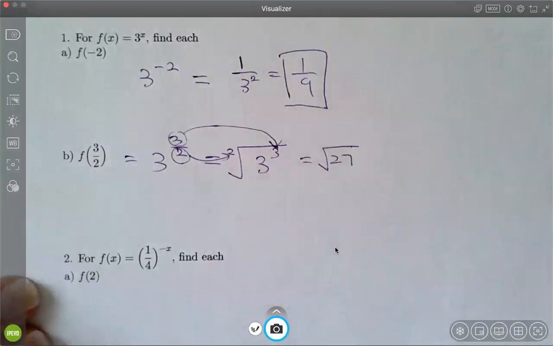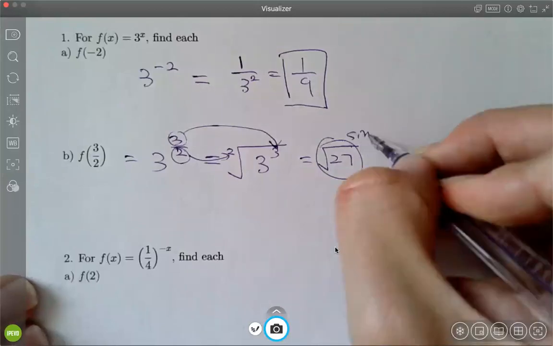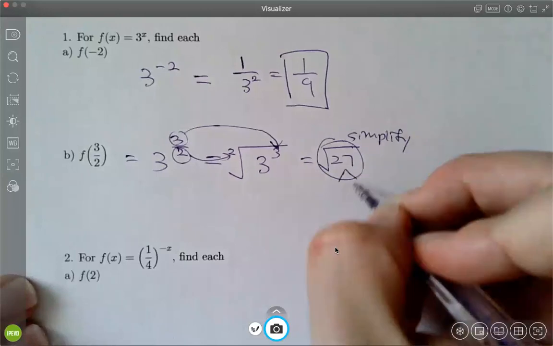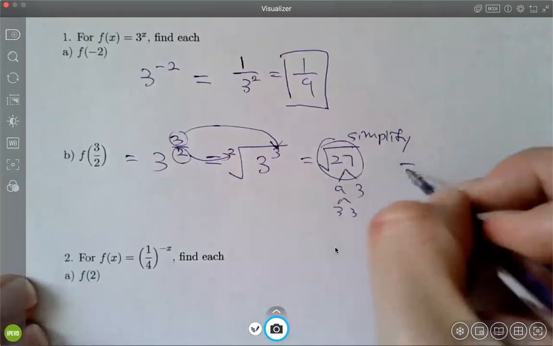Now, are we done? No. Why not? Because you can do something on this one, which is what? Simplify, right? What is this? 9 and 3, 3 and 3. So what do you get? 3 square root of 3.